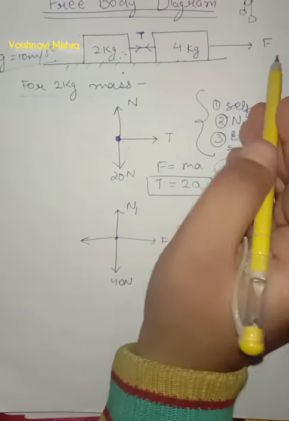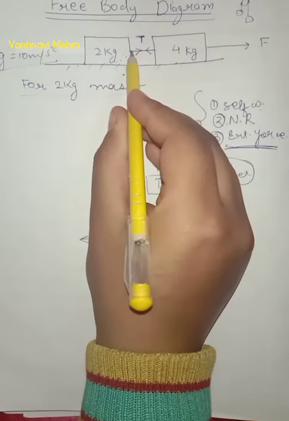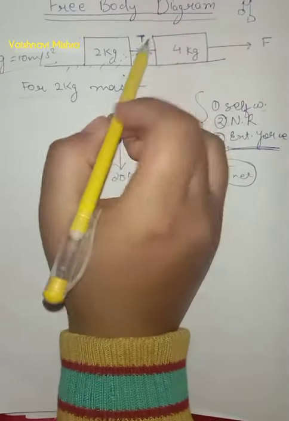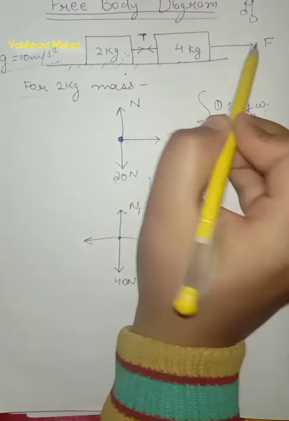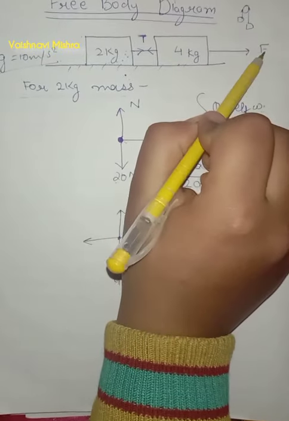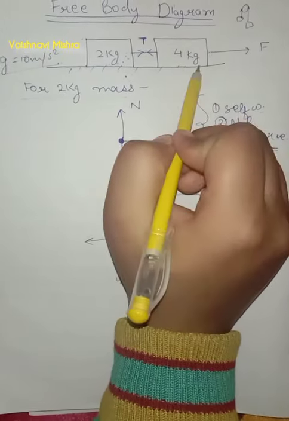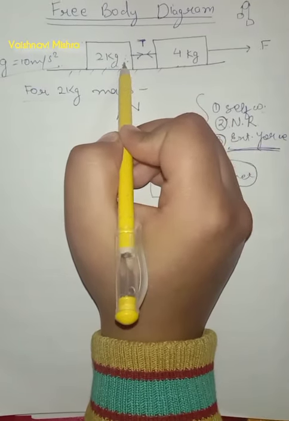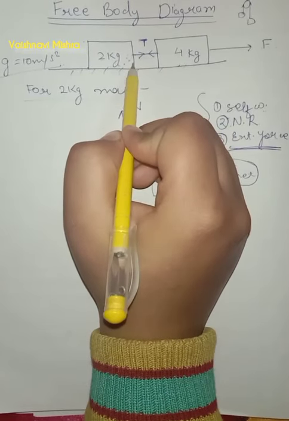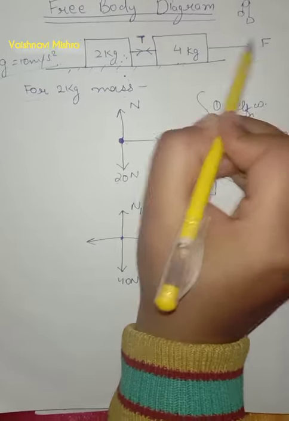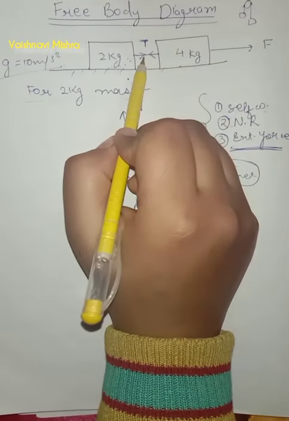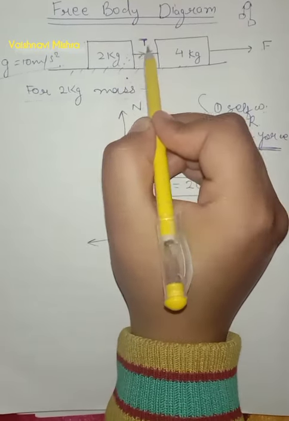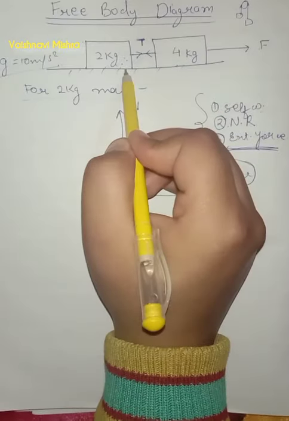Now you must be wondering why I did not apply this force on the other body. I did not apply it because this force is not in direct contact with that body. This force is in direct contact with this body, therefore this force is applied on this body. Tension is applied directly to the other body, and because of tension that body will move, not because of this force. This force acts on this body, and this body creates a tension in the string. That tension is responsible for the movement of the other body. Therefore, we have not shown the force F on that body.